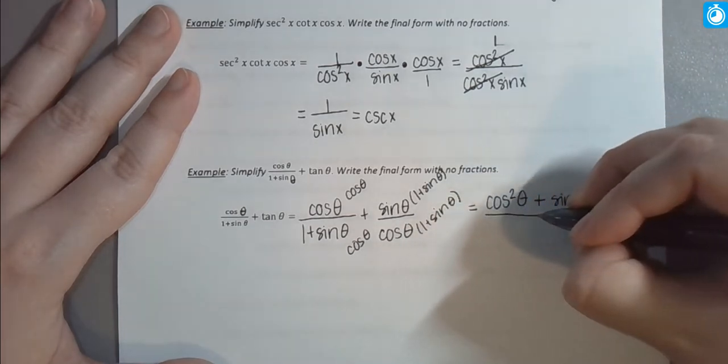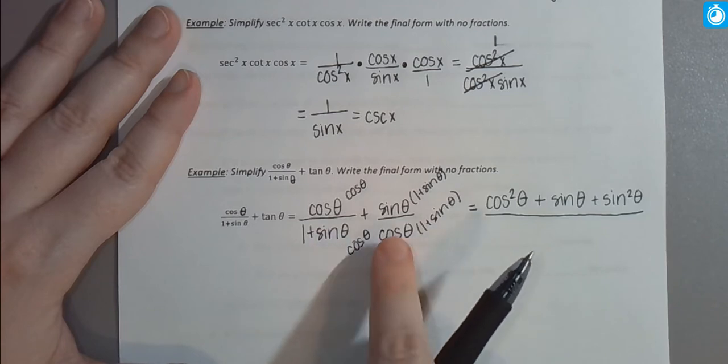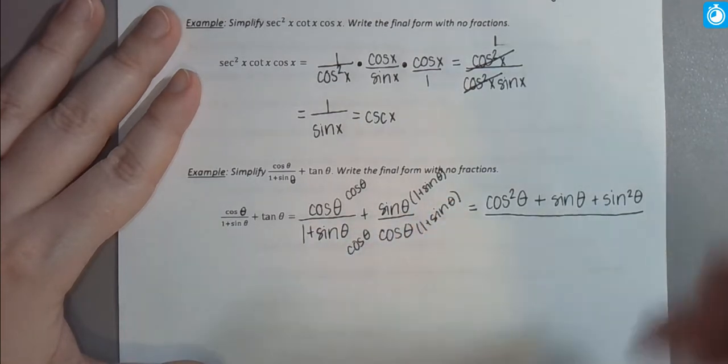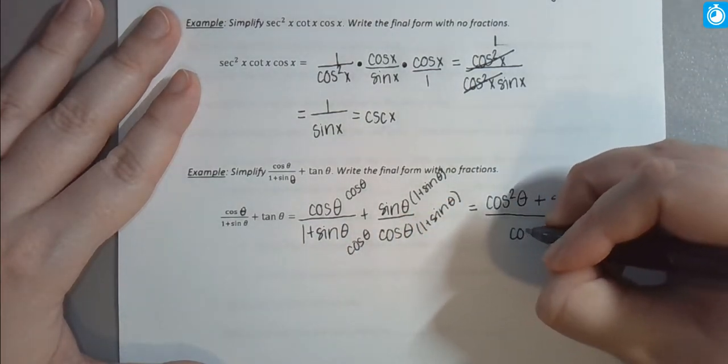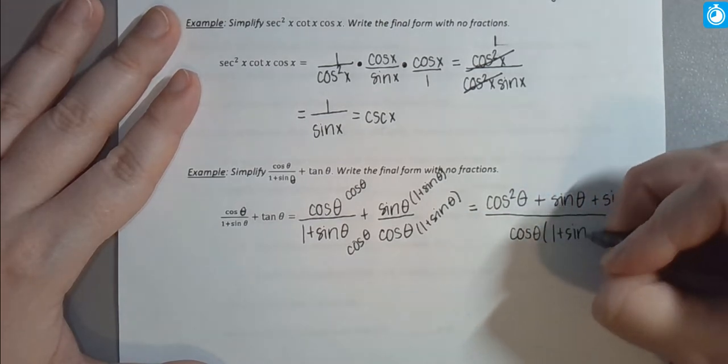And then all of that is over our common denominator. And again, we want to leave it in the factored form. So cosine times 1 plus sine, just write it in that form. Don't distribute the cosine. And you're going to see why in just a moment.